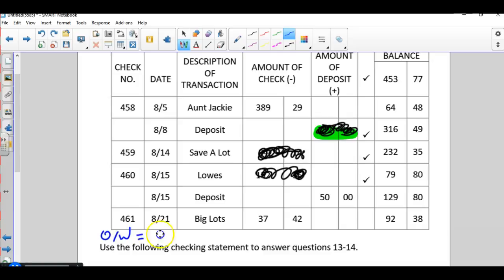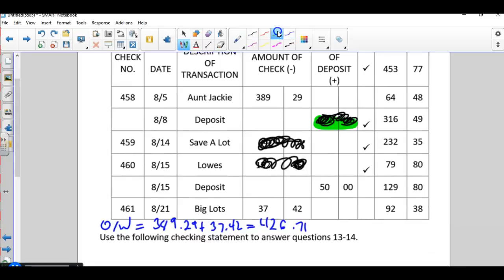If I add those up, 389 plus 389.29, that's going to give me 426.71. And then we also have what's called the outstanding deposit. I'm going to abbreviate it as OD. Well, that's just $50.